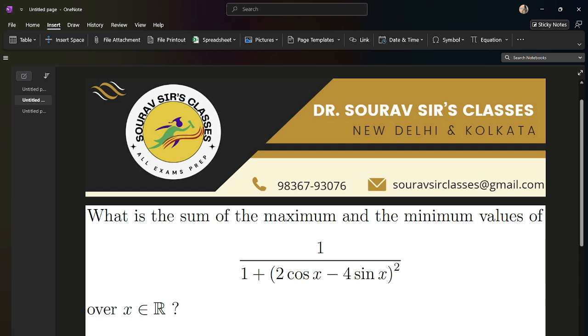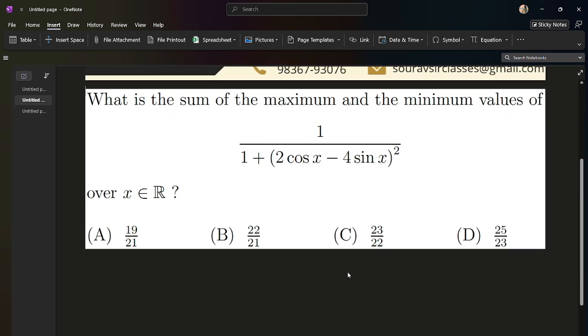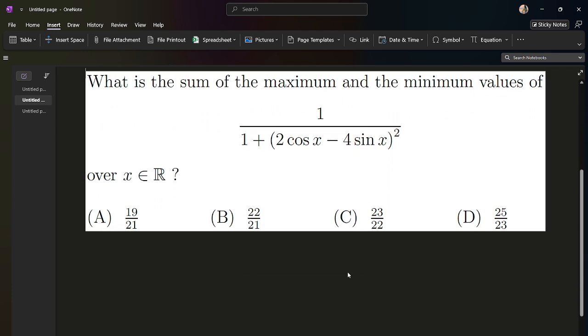Okay. So now I am telling you that we are going to solve a mathematical problem, which is asking: what is the sum of the maximum and the minimum values of 1 by (1 plus 2 cos x minus 4 sin x) whole square, over x belongs to R. There are four options here: 19 by 21, 22 by 21, 23 by 22, and 25 by 23.